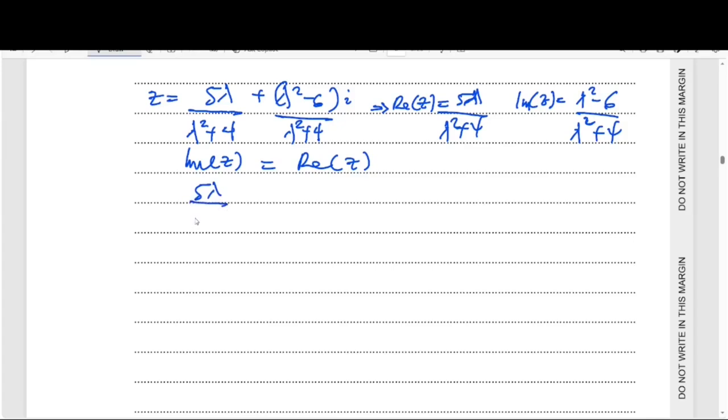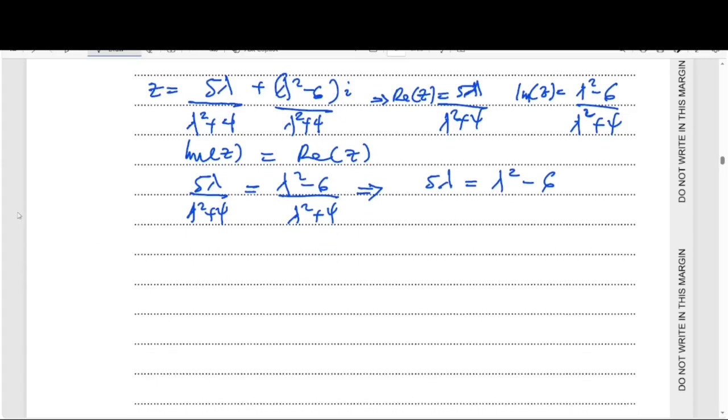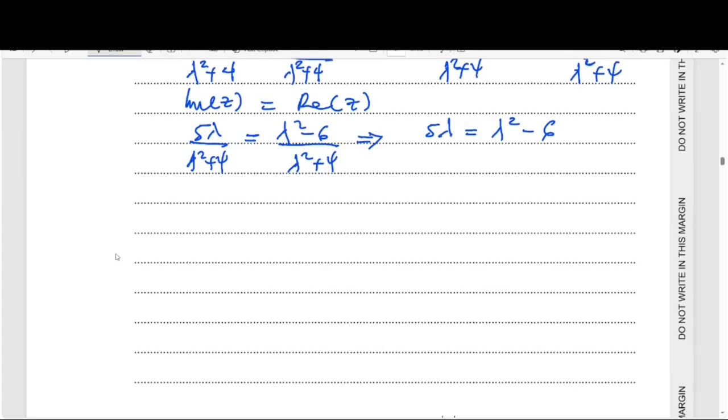So we have 5 lambda for the real part over lambda squared plus 4 must be equal to lambda squared minus 6 all divided by lambda squared plus 4. The denominators are the same, so we equate the numerators, or better, multiply through by lambda squared plus 4. So we have 5 lambda is equal to lambda squared minus 6. Now it becomes a quadratic, and we need to solve this. We arrange everything to one side and solve it as we solve normal quadratic equations.